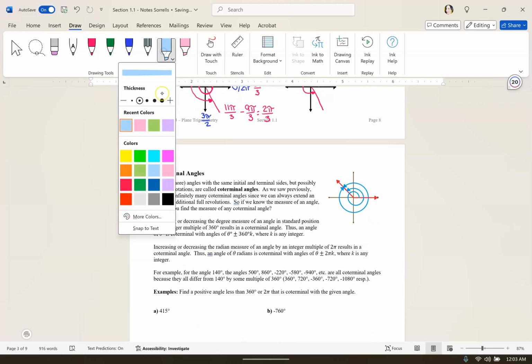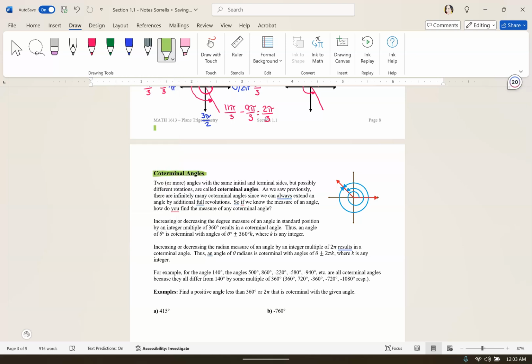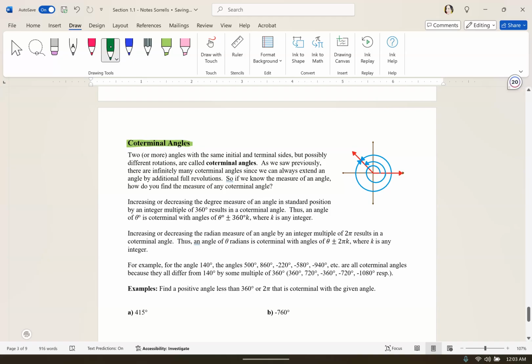What happened on those is what we call coterminal angles, okay? Coterminal angles are two or more angles with the same initial side and terminal sides, but they could have different rotations. So basically, if you pick a spot.